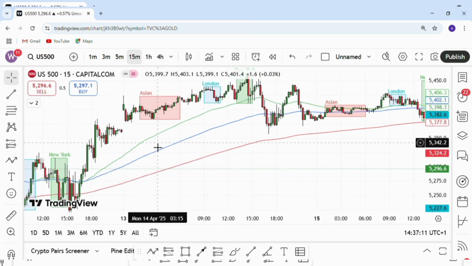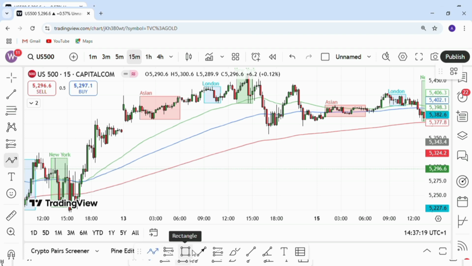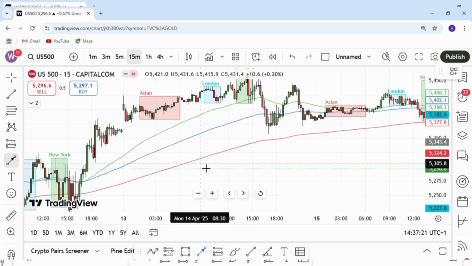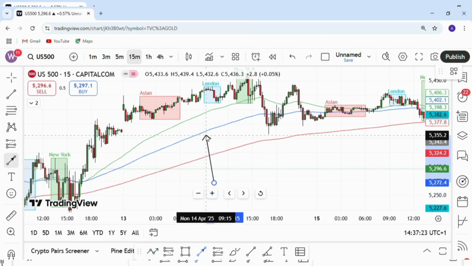For directional bias, which is this EMA, you may be asked, what are we going to use this for? We use this for the intraday direction, what you are going to trade for that day. What are you looking for? Once the 50 EMA is greater than the 100, and the 100 is greater than the 200 like this, that means we are looking for buying opportunity.